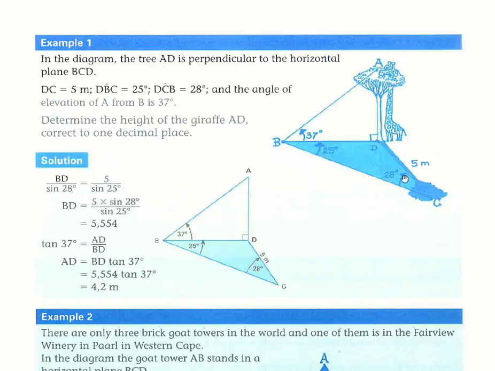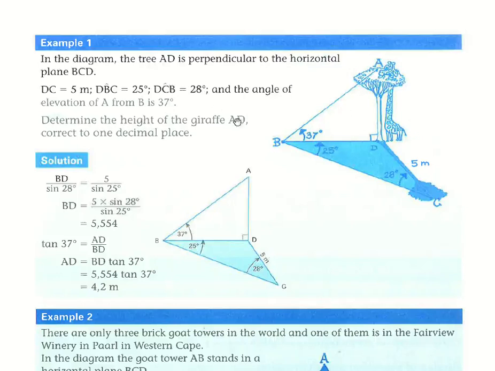DCB is 28 degrees. And the angle of elevation of A, that's what A is, from B, which means elevation is looking up, that's our line of sight. Where's my horizontal? There's my horizontal. Therefore, this angle over here is 37 degrees. Guys, a lot of times they're not going to give you these types of examples with drawings in your tests. Sometimes you're just going to get the information, and you need to be able to draw this diagram from this information.